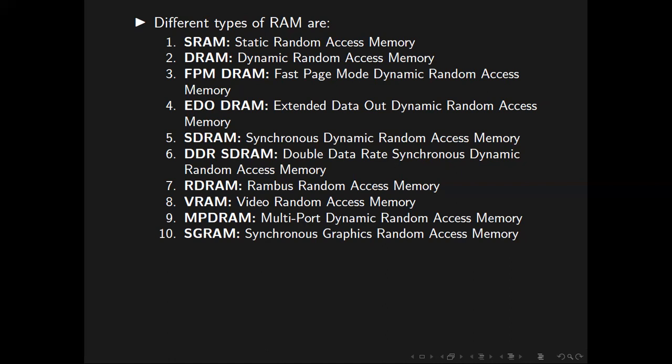Then we go on to DDR SDRAM. This is the present-day memory. Double data rate synchronous dynamic random access memory. DDR version 4 is the current version, whereas some of our computers still run on DDR3 memory. That is the reason why we have been using DDR3 memory for inserting into the motherboard slot.